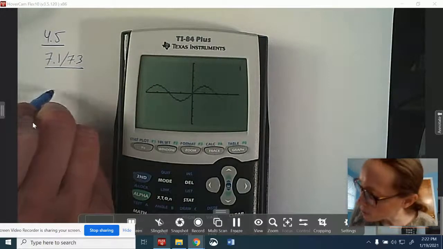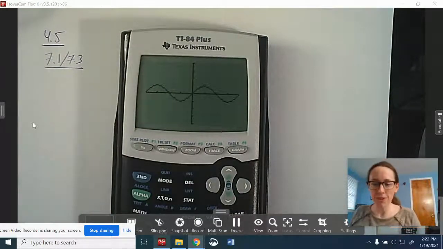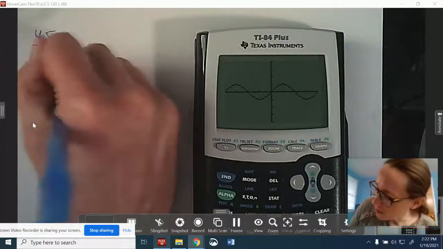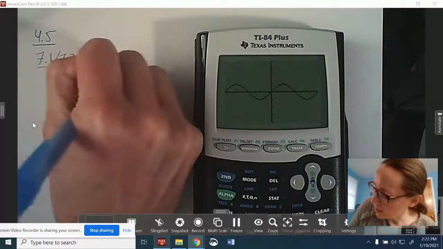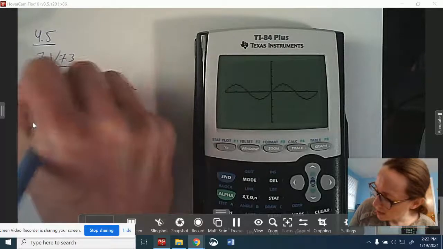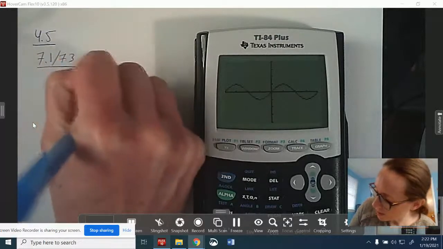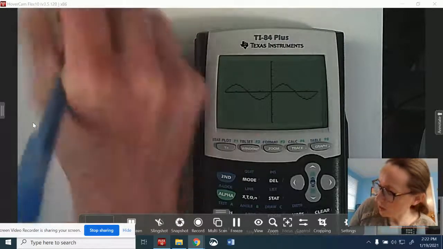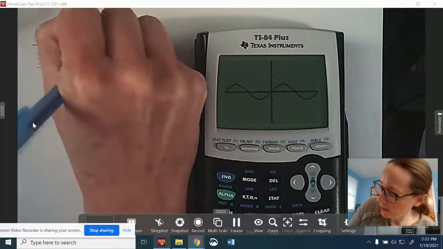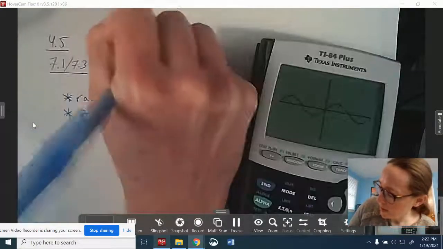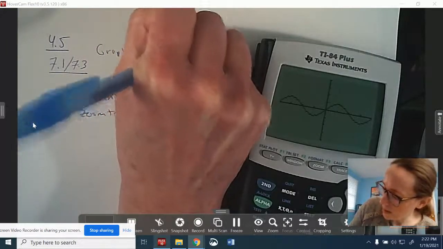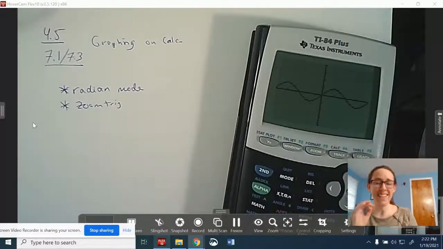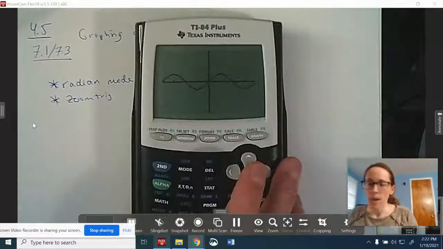So what you want to take notes on so far, there's our nice graph. What you want to take notes on so far is that you want to be in radian mode and it's zoom trig. And that might honestly be all you end up writing down about graphing in the calculator. All right, but you do want to get that into your notebook so you don't forget.